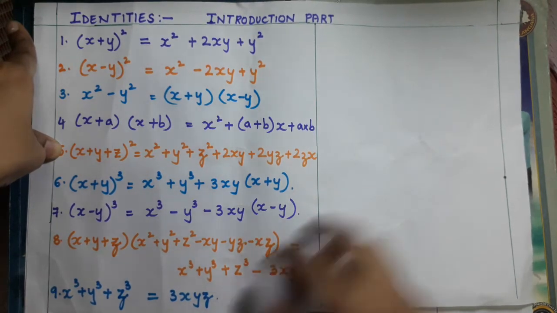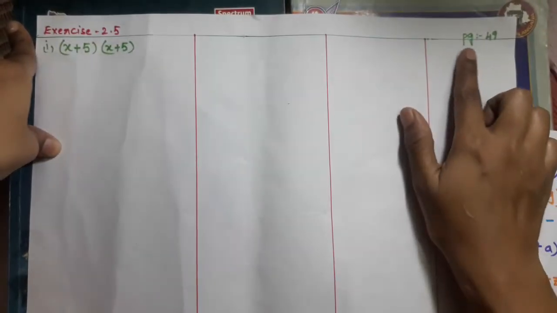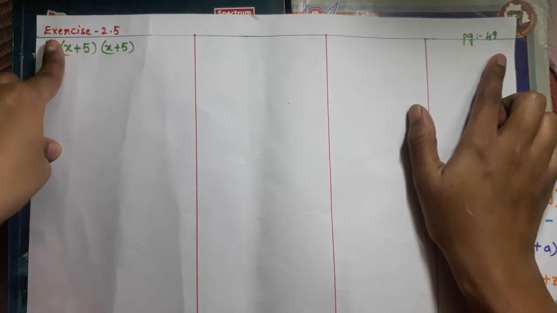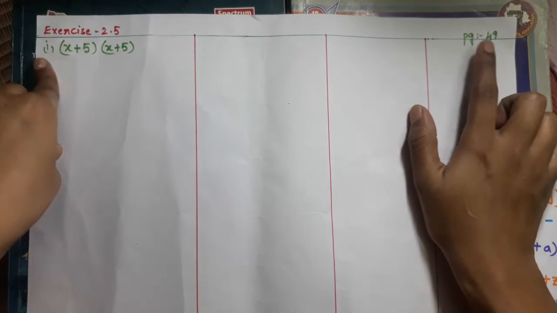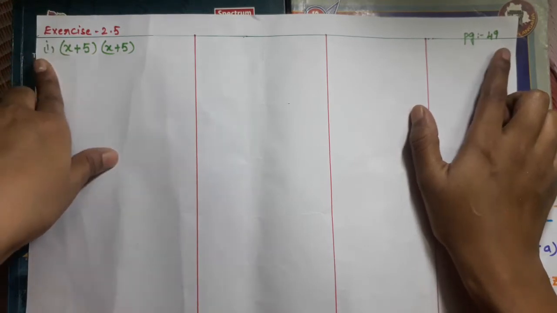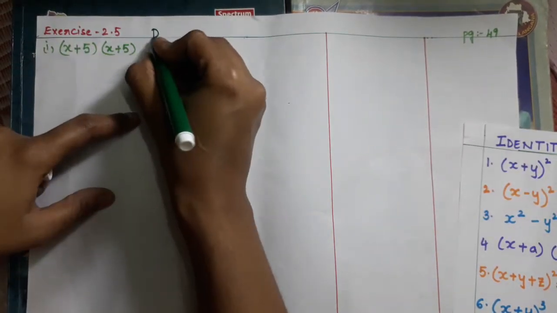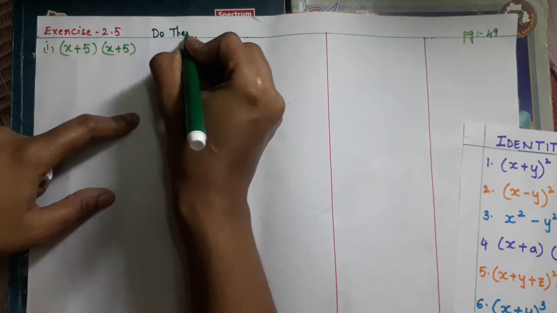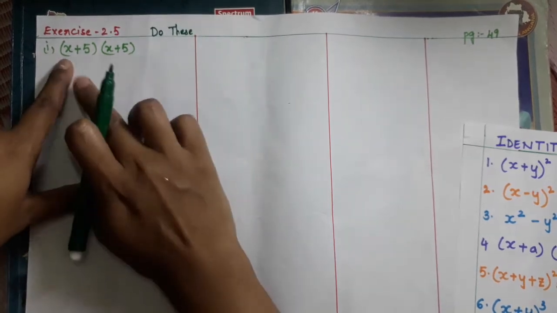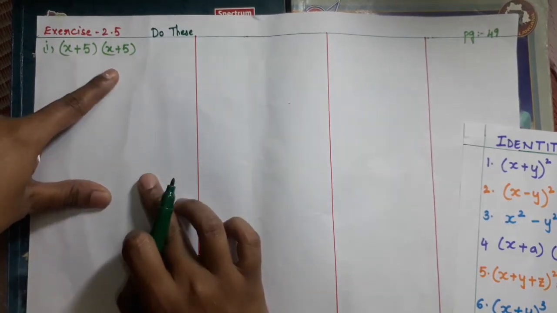Now see here, first page number 49, exercise 2.5. On page number 49, do these sums. Now we are going to do these sums. First one is (x + 5)(x + 5).